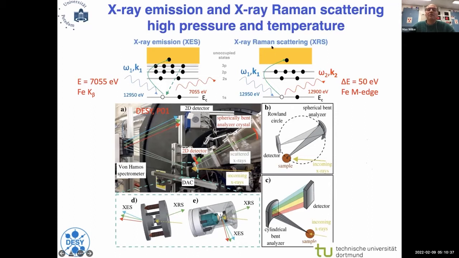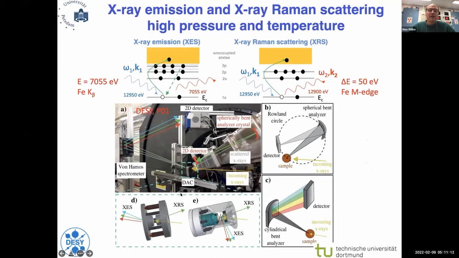If we do X-ray Raman scattering, this is an inelastic scattering technique. Basically, we also use a high energy photon, and then we look at the inelastically scattered photon that has lost some energy to the system to excite it. In this case, the example is the iron M edge, which is only 50 eV. So this scattered photon will have an energy that is 50 eV lower than the incident one, and by this, we basically indirectly measure the iron M edge.